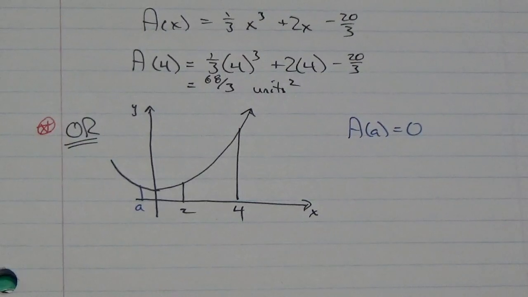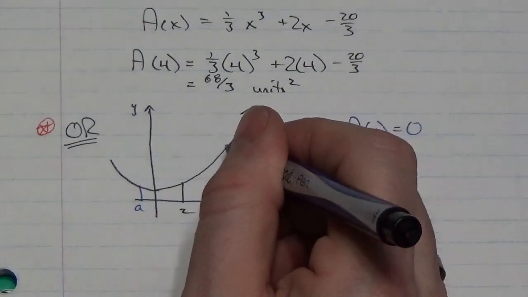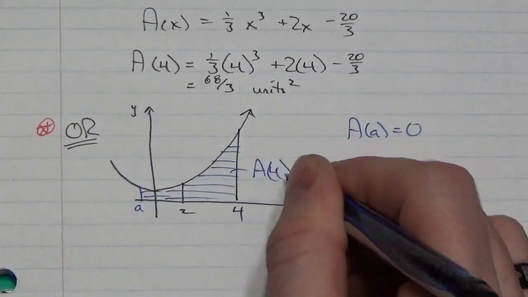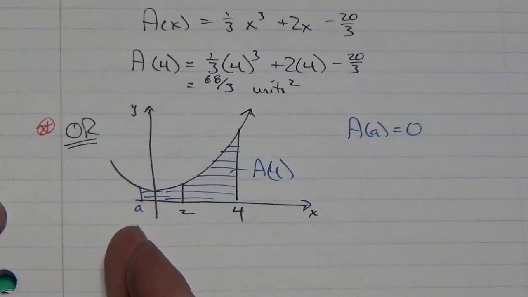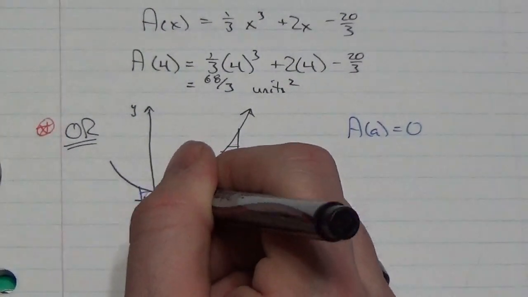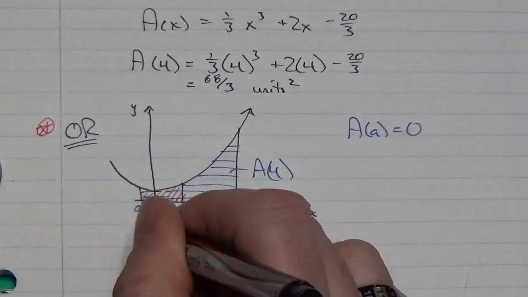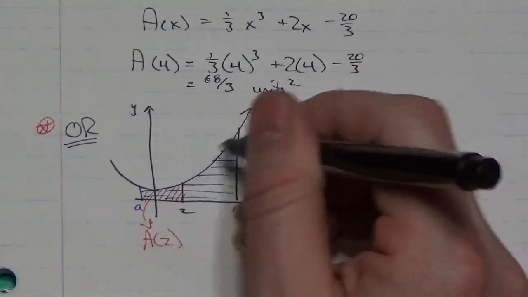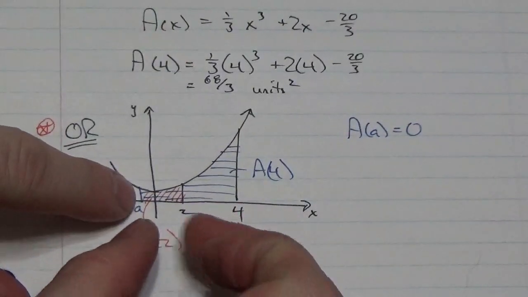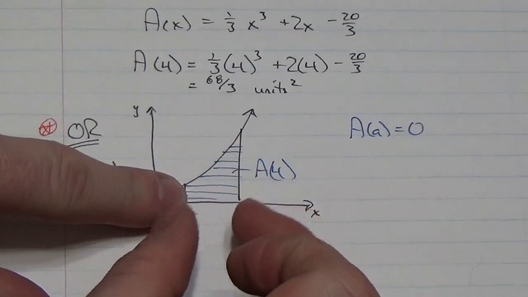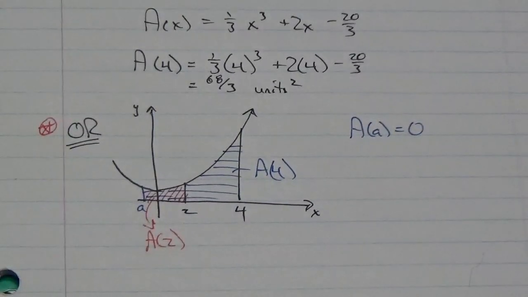Let's say A of 4 is going to be this area right here. It'll be the area from 4 back to little a. On the other hand, A of 2 is going to be this area right here. Now, what I'm interested in is this area right here. Going from a to 4 goes out to here, a to 2 goes out to here. What I want is the difference between them. I just want this leftover piece.